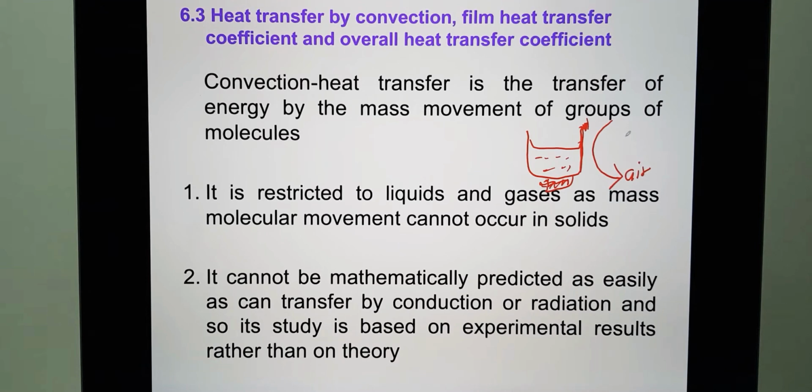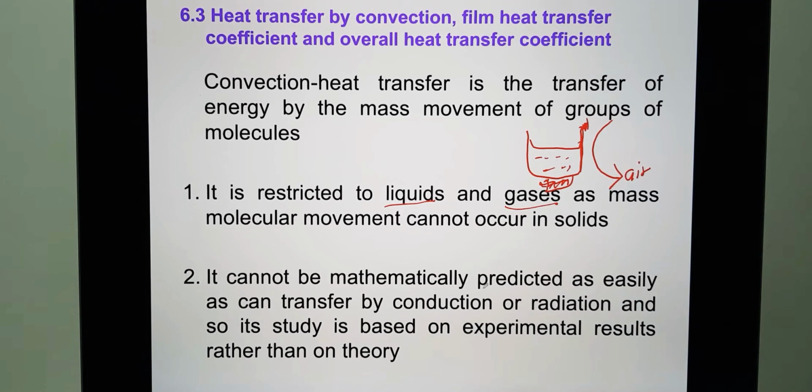And probably for the air, the movement of the air is circulated by using a fan. So that's why they are a convection method. Okay, so this convection heat transfer is restricted to liquids and gases, as mass molecular movement cannot occur in solids. Of course, when you have wood, for example, can you move the molecules of wood? Of course not. The movement of the molecules only applies to liquids and gases.